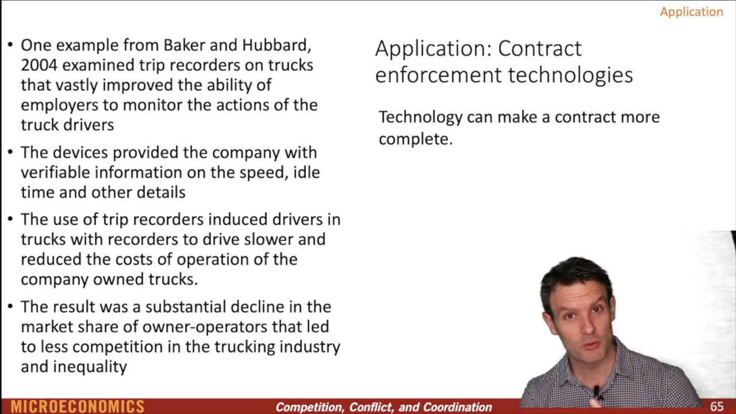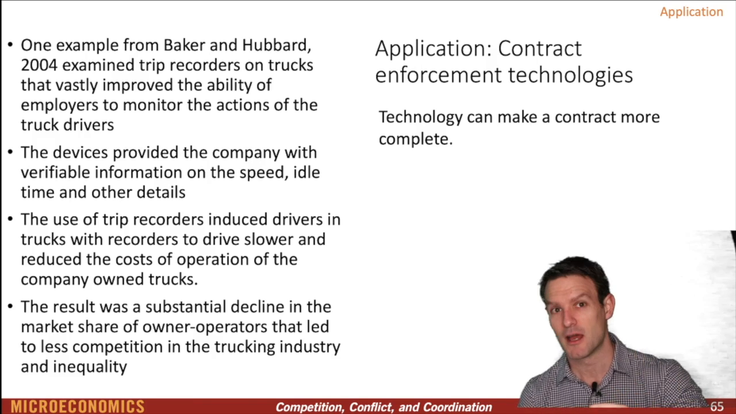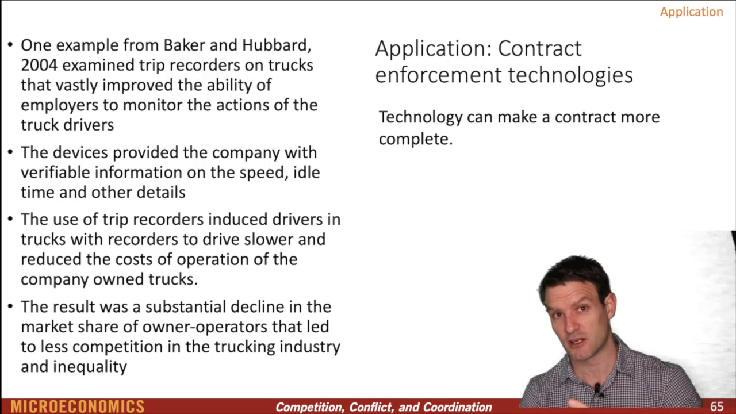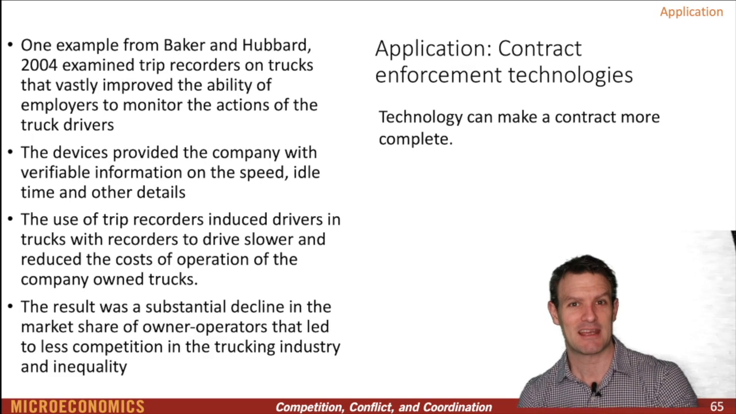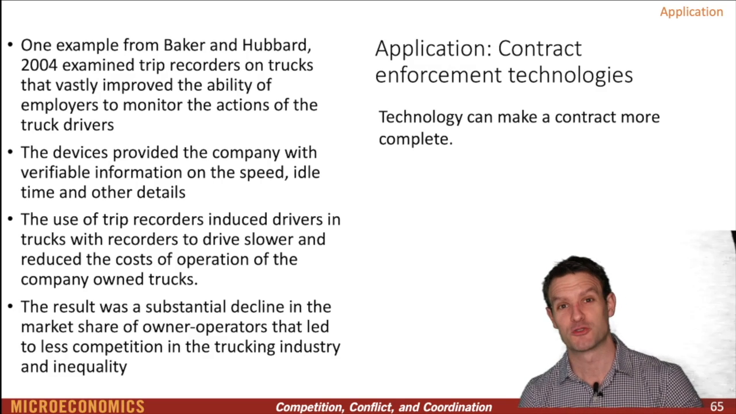People who didn't own their trucks and who worked for another company but weren't monitored before the trip recorders, they drove quickly, they would often take longer rests, and they wouldn't treat the truck as well. But with the advent of trip recorders, they basically had their behavior monitored all the time, and so they started to behave as owner-operators would, in a way that was more compatible with what employers wanted.